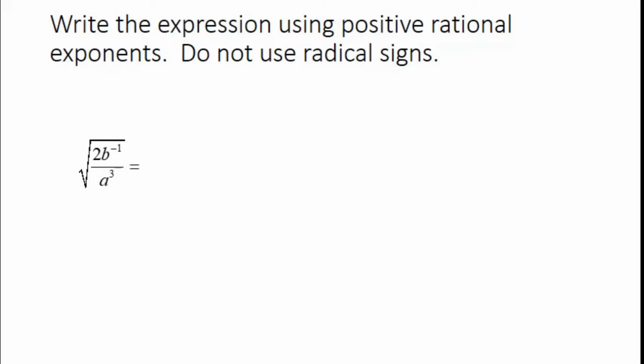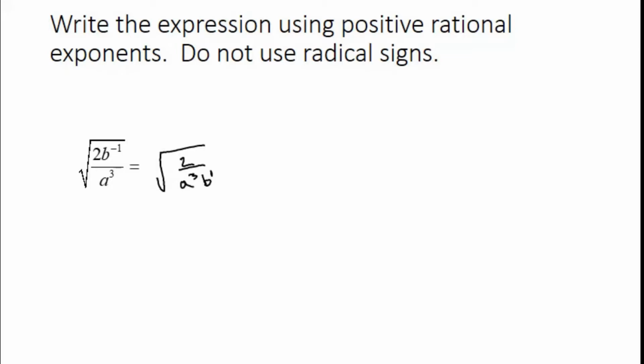Let's rearrange this so that we only have positive exponents. So b to the negative 1, because of our reciprocal rule, is going to end up in the denominator. So this whole thing is a to the third times b to the 1, or just b.